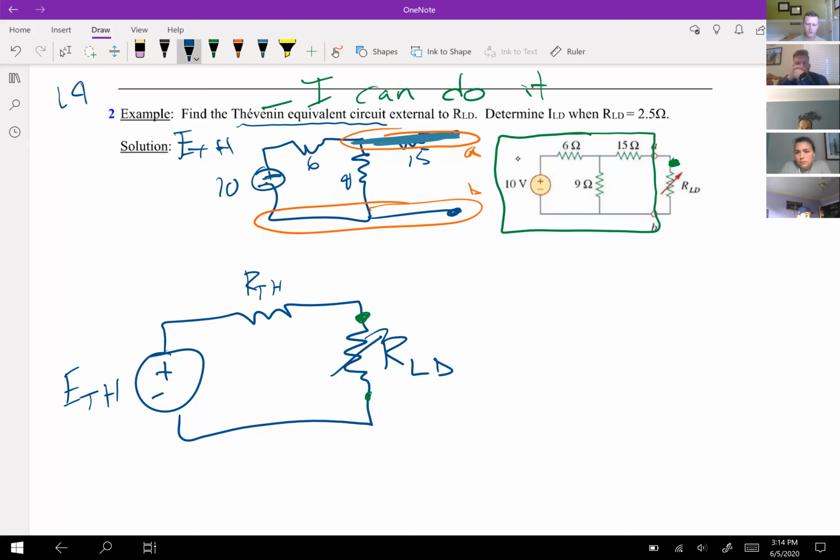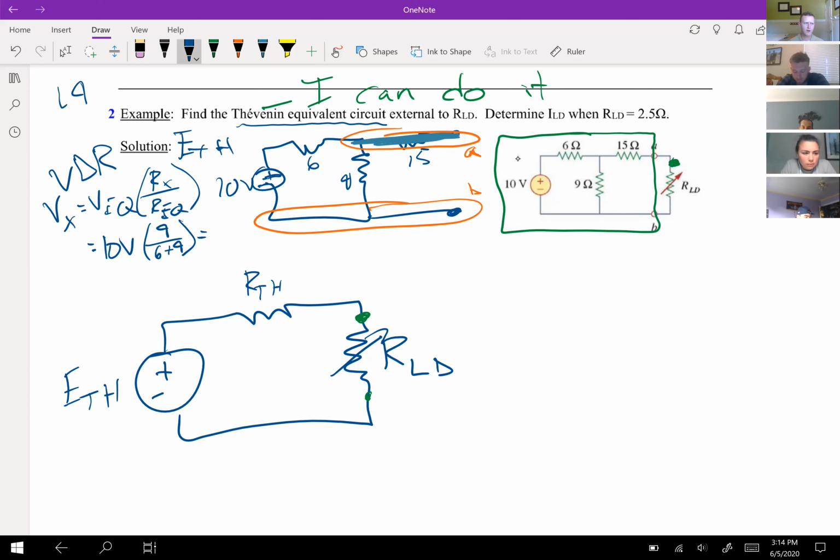The fastest way to do this one would be with VDR. VDR says Vx is equal to VEQ times Rx over REQ, the R equivalent. Well, what is the voltage being shared? It's 10 volts. Remember, we said VDR is only for series elements. So right now, 6 and 9 are in series. They exclusively share the node A between them, right? And so those together, I'm looking for across A to B, which is the 9 ohm. The R equivalent is 6 plus 9, and that comes out to 6 volts. So that's my E Thevenin equals 6 volts.